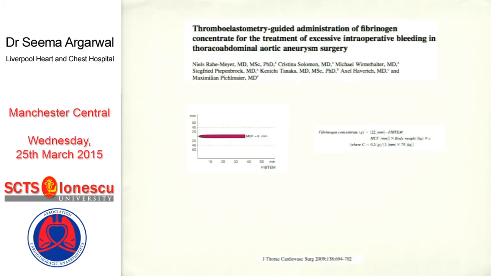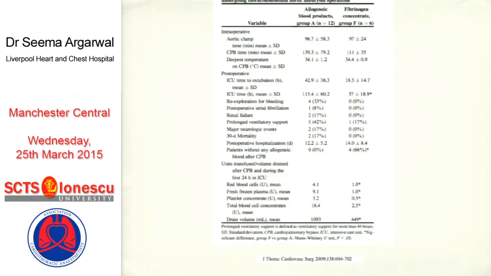In 2009, Ra Meyer and his colleagues working out of Hanover presented the results of a very small study looking at the use of fibrinogen concentrate. In this study, there were 12 retrospective controls and 6 prospective patients. They dosed fibrinogen concentrate using a point-of-care device, the ROTEM, and they aimed for a fibrinogen concentration in the body of about 3.6 grams per litre.